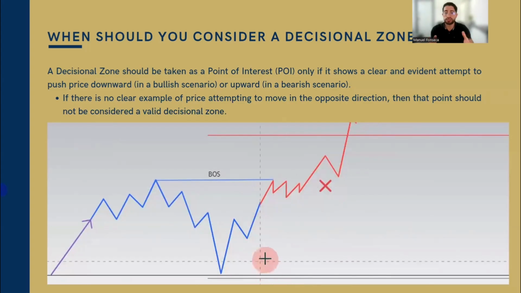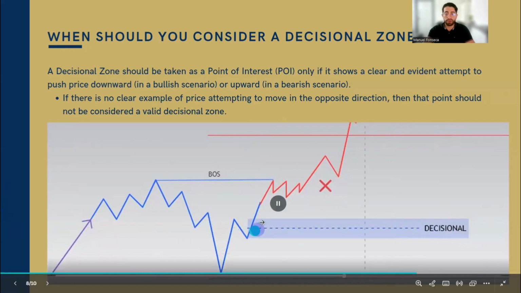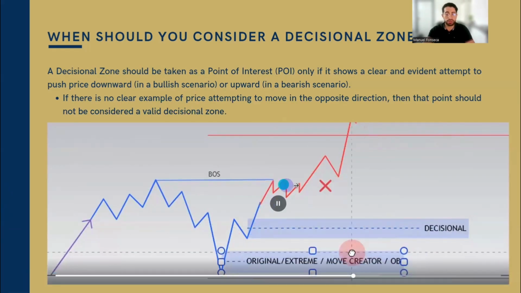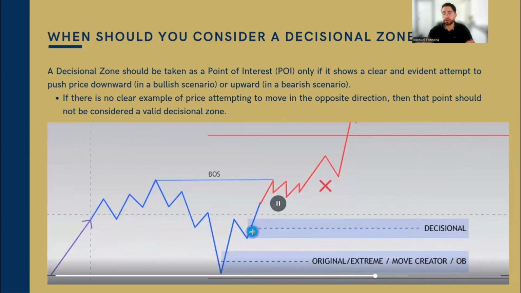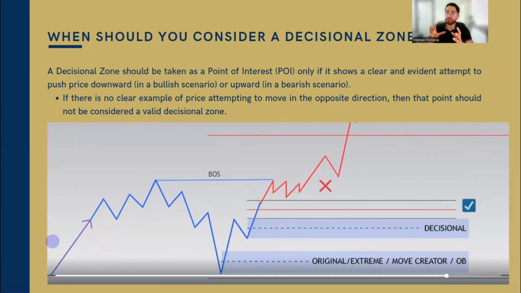They just made some candles, but in fact, they did not move the price properly. So in that case, the decisional will be our previous order block. So this one won't be the decisional, it will be our previous one, because we can see a clear order block, a clear movement, a clear accumulation of orders.